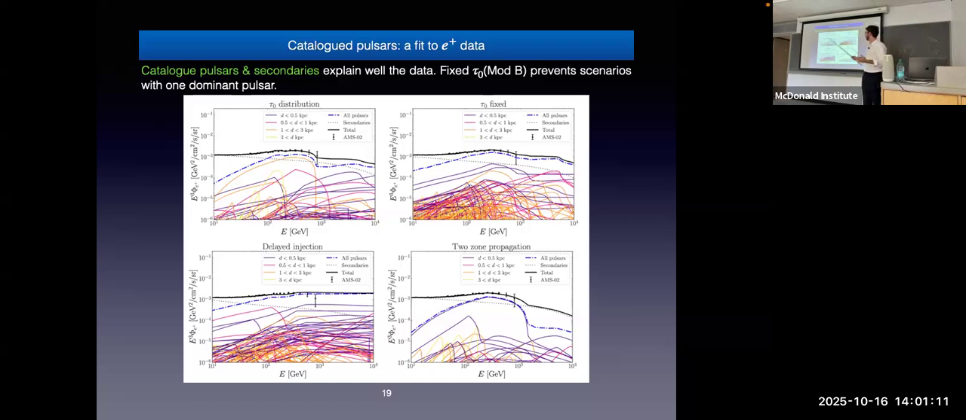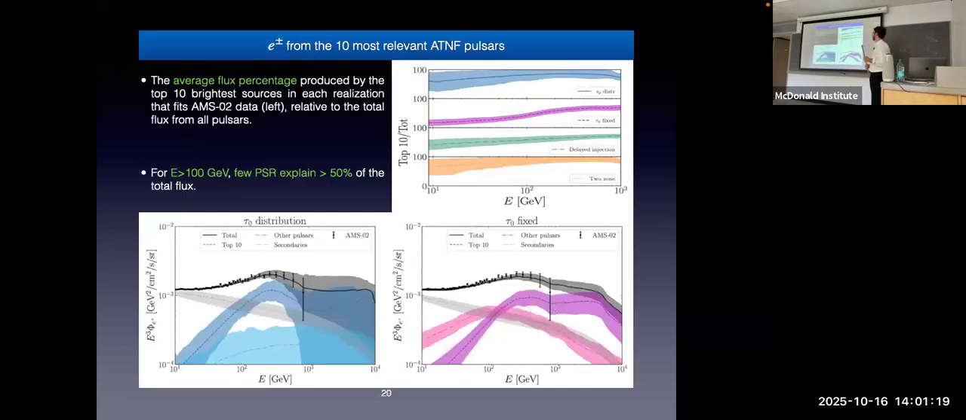Okay, so actually, the point is that we have 2,000 and more sources, but how many of them do we actually care about? So to make things a little bit more quantitative, for each simulation that actually works and can fit the data, we took the 10 brightest sources, and we calculated how much positron flux is produced by just those 10, over the whole positron flux coming from the whole pulsar population. And the answer is that it depends a little bit on the model that you adopt. For example, if you assume this decay time fixed for everybody, you can have some more comparable contribution.